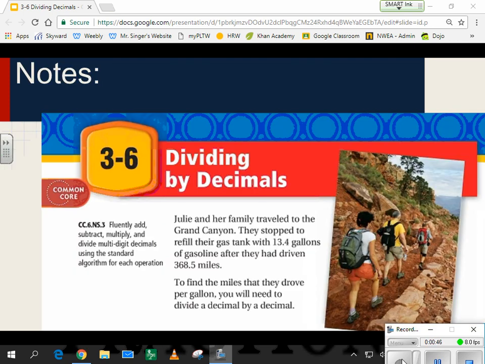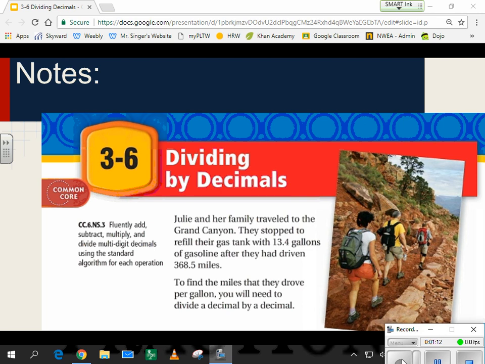So here's a real-life scenario that you may see. It says Julie and her family traveled to the Grand Canyon. I'm guessing that's them hiking. They stopped to refill the tank in their car with 13.4 gallons of gasoline after they drove 368 and 5/10 miles. What if you wanted to find out what kind of mileage they're getting, like fuel per mile? You'd have to divide.